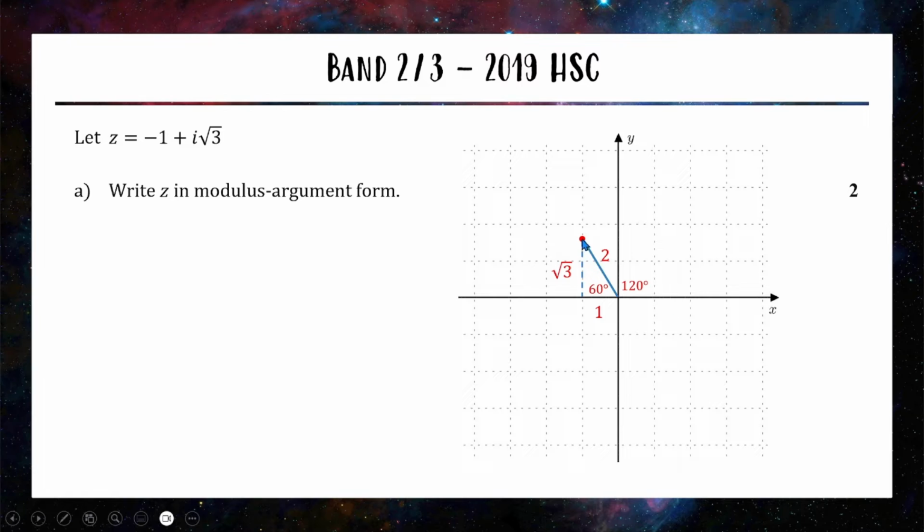So we have a modulus of 2, a length of 2, and we have an argument, which is our angle, of 120 degrees, which we'll write as 2 pi on 3. So there is our number in mod arg form. Modulus of 2, argument of 2 pi on 3.